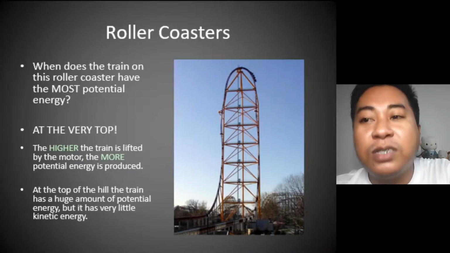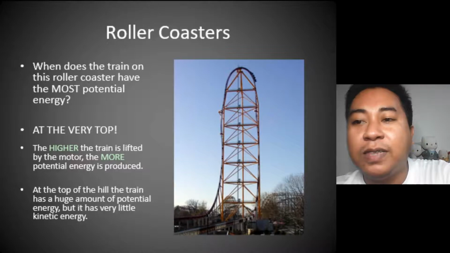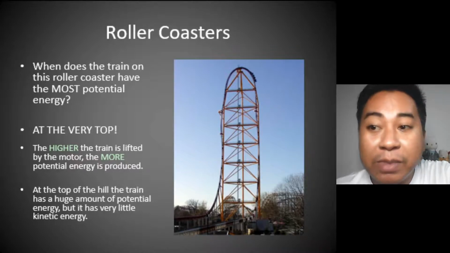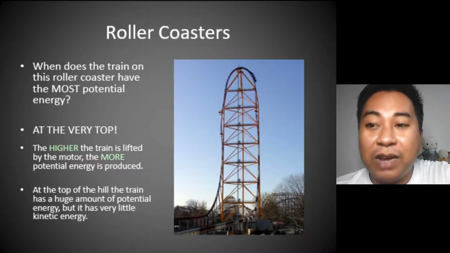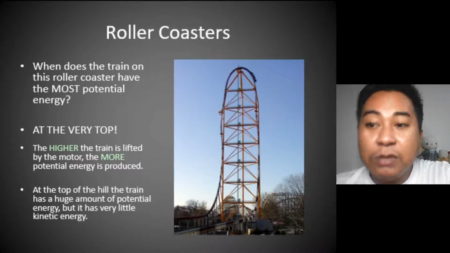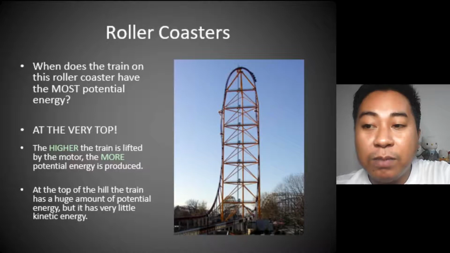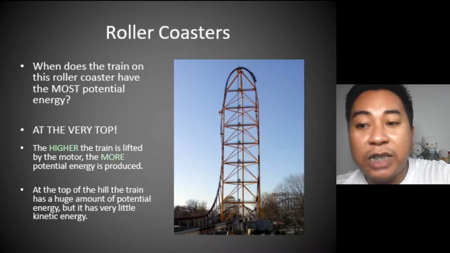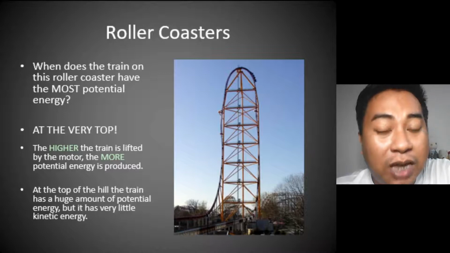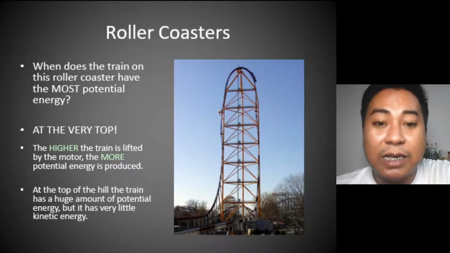So roller coasters. So when does the train on this roller coaster have the most potential energy? Kailan ba? It is at the very top. Most potential energy kasi nga, it has the least kinetic energy at the top. So the higher the train is lifted by the motor, the more potential energy is produced. Katulad nga ng sinabi kanina. The higher the object, the more potential energy it has.